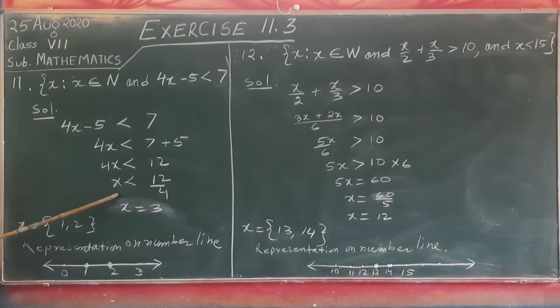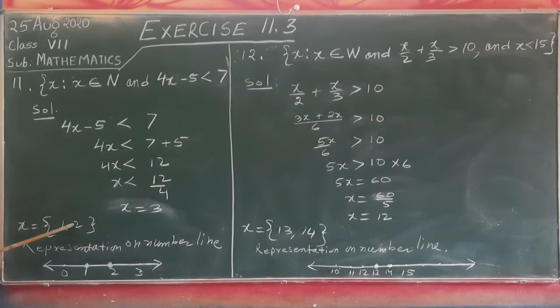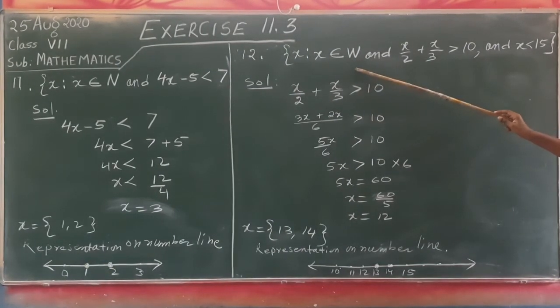x is less than 12 upon 4. On again transposing 4, we get what? Division. And finally, we get x is less than 3. Now what does the question say? x belongs to natural numbers, and x is less than 3. So only 1 and 2 will be in the solution set. Now on the number line, on representing, we find only 1 and 2.